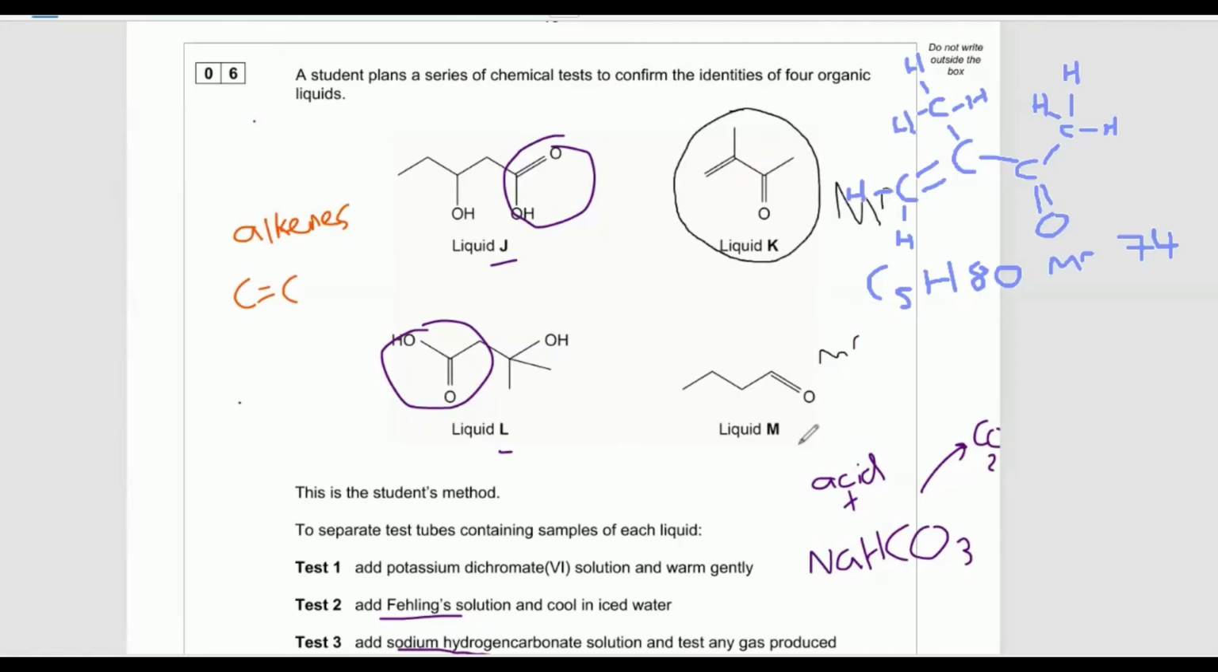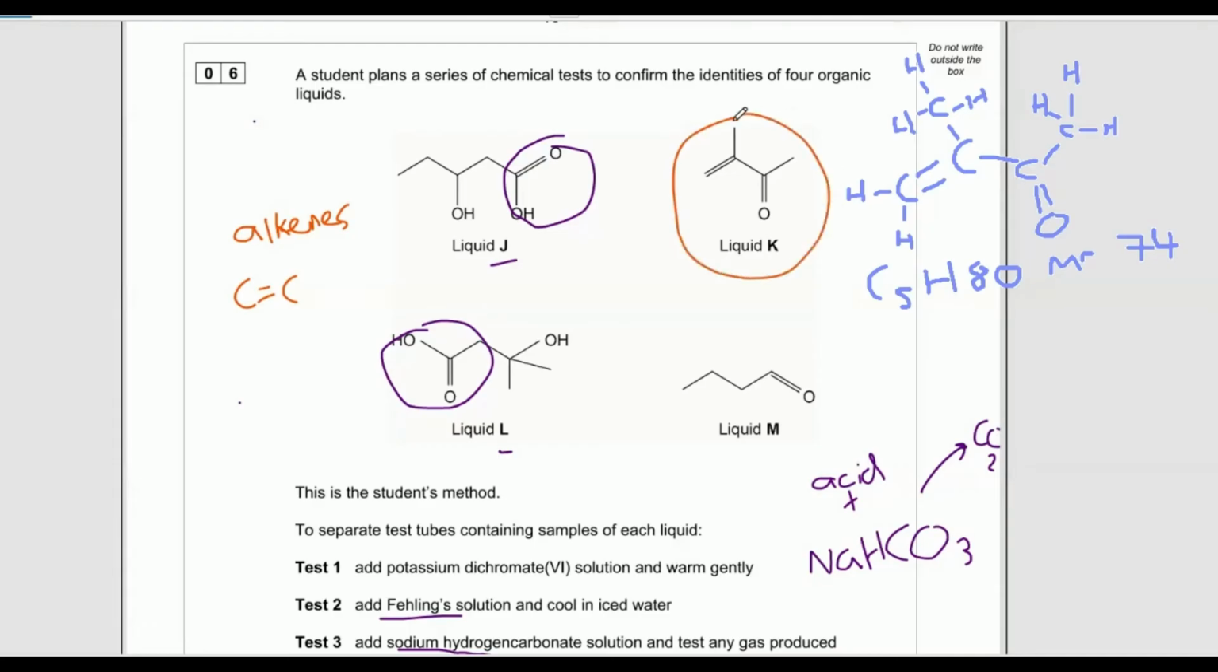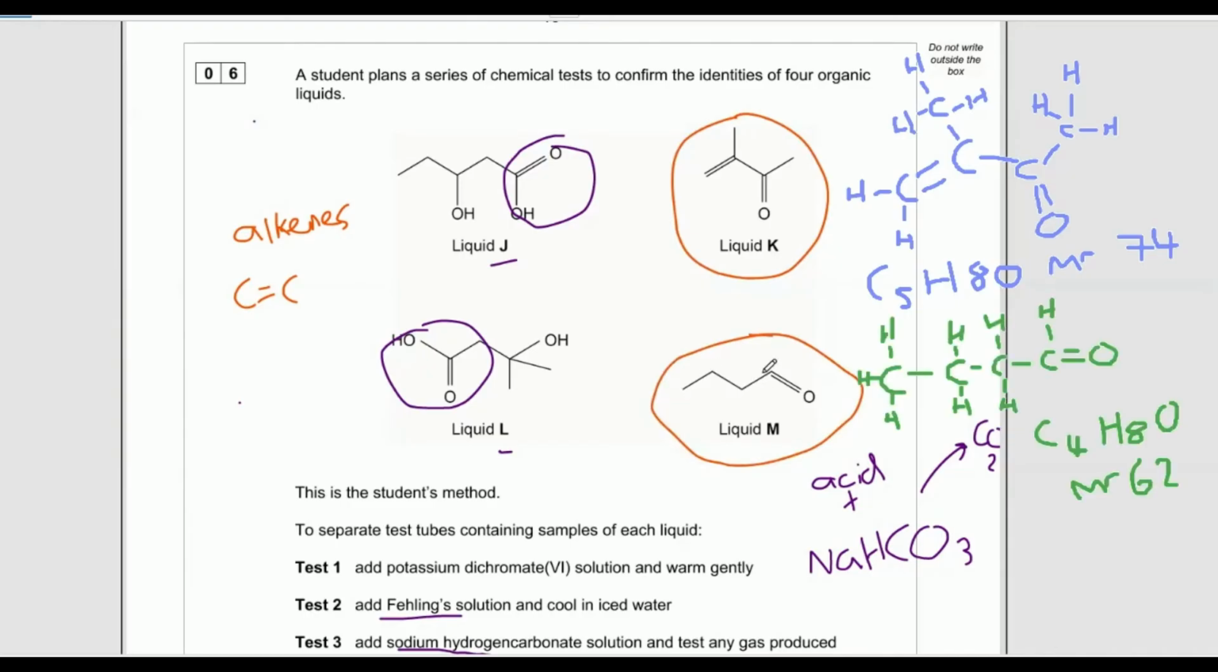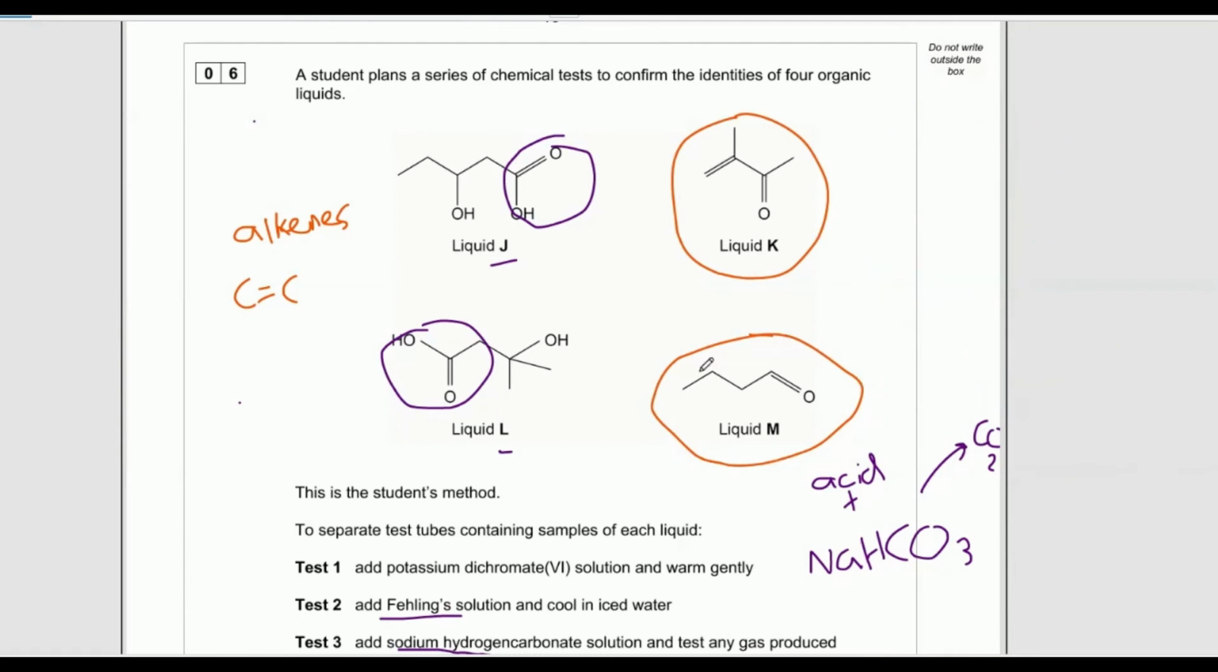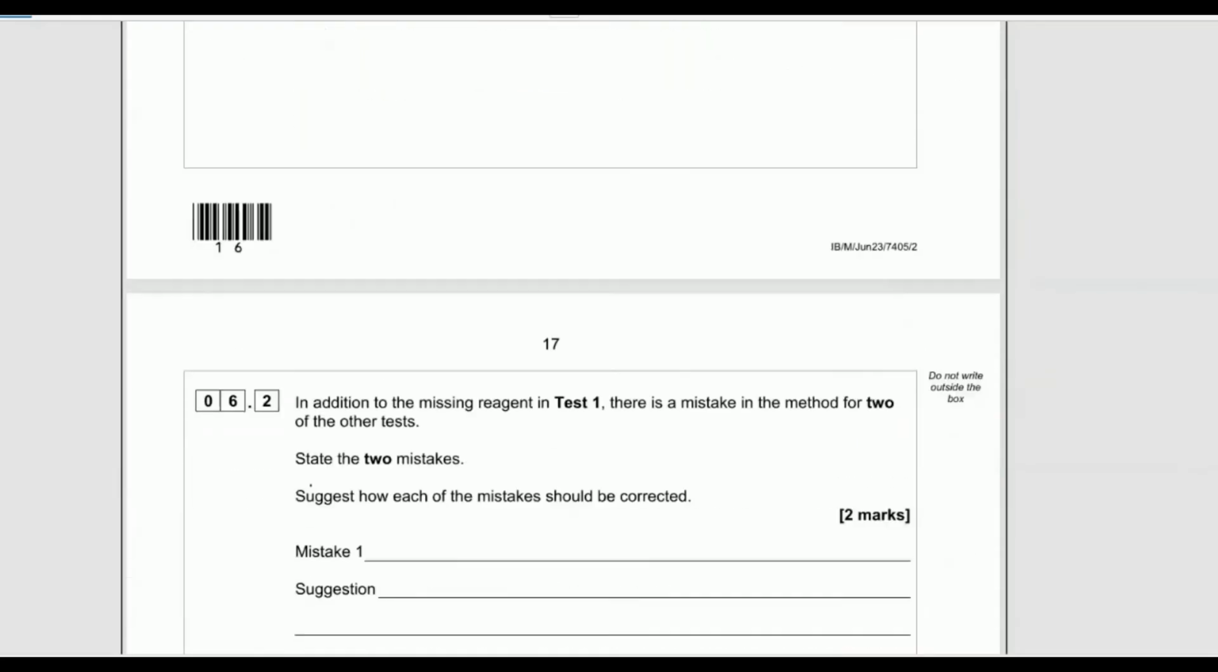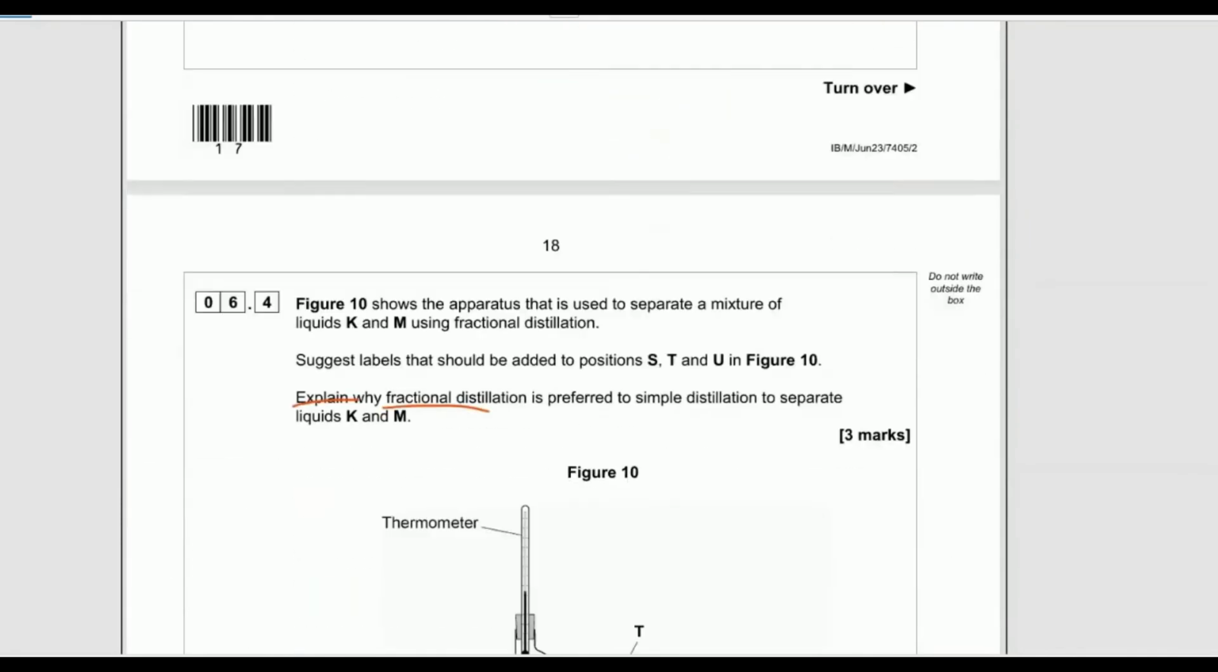Look, I've drawn out the displayed formula of K, and its molecular formula is C5H8O, which gives it an MR of 74. Let's check out the MR of M. Okay, M has a slightly smaller MR. M is an aldehyde. It's got a molecular formula of C4H8O. I've put the displayed formula here as well, and it only has an MR of 62, but it's only 12 less. They're actually very similar MRs.